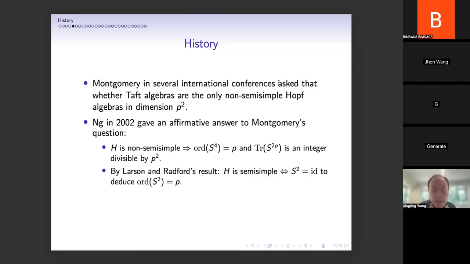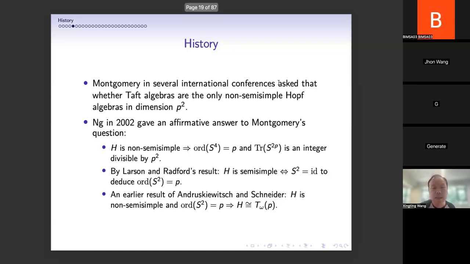Then, using a result of Larson and Radford, because if S squared is the identity then it is semisimple, and we are not in the semisimple case, the order of S squared has to be bigger than 1. So you can deduce that the order of S squared can only be p. Then you apply an earlier result of Andruskiewitsch and Schneider to conclude the result. And that's basically what Richard showed in his work proving Montgomery's conjecture.